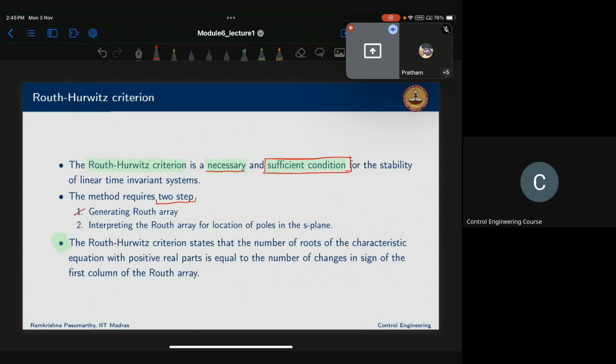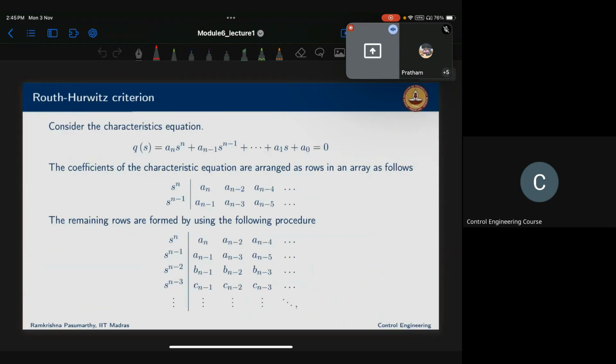One is, first we need to generate this RH array. Then based upon that array, we will decide how many poles are on the left side of the j omega axis and how many poles are on the right side of the j omega axis, whether the system is stable or not. Okay, so let's see the RH criteria, finding the RH array.